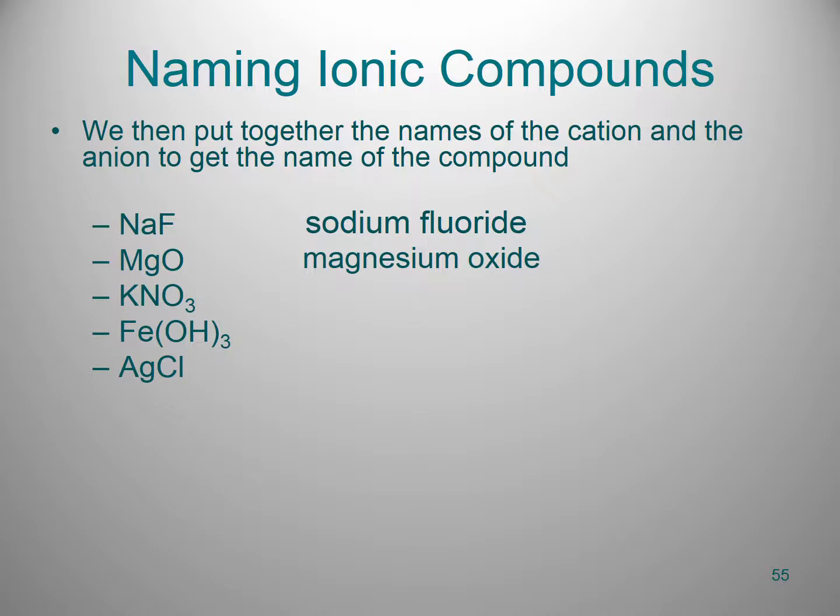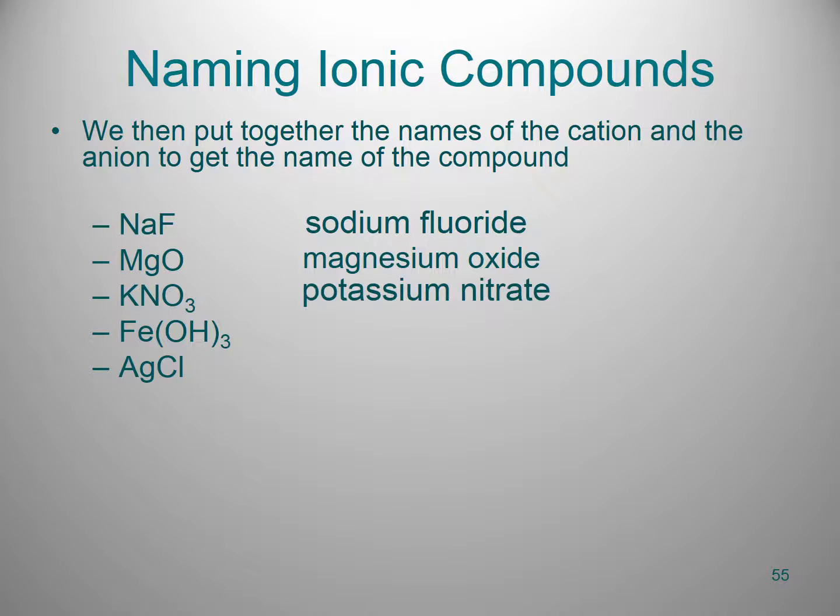KNO3. So remember what I said, if you see more than two elements, that should ring a bell that, oh, there's a polyatomic in there somewhere. So you probably want to consult your polyatomic ion list. So KNO3, NO3 is the nitrate ion, so that would become potassium nitrate.